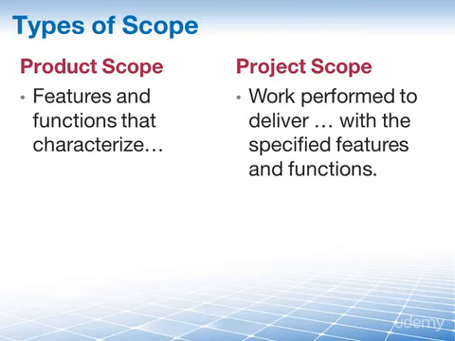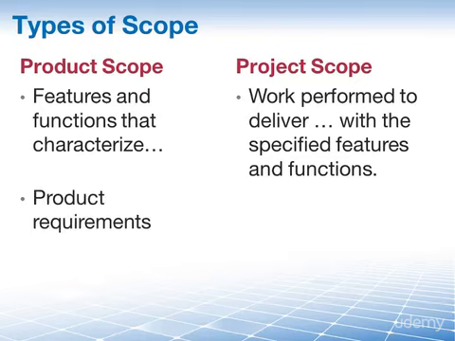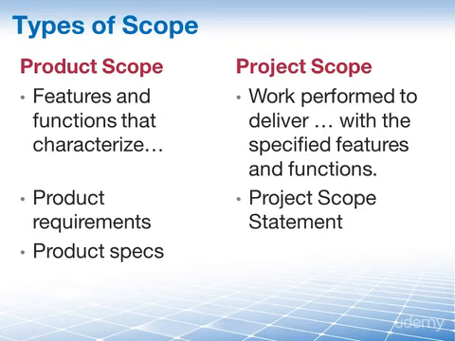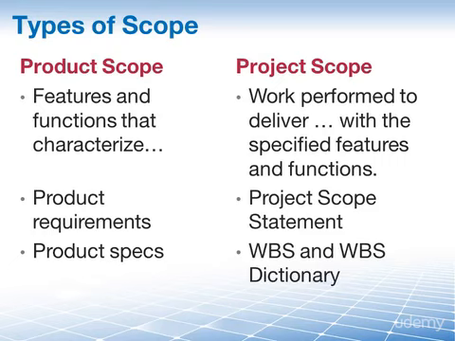There is also a difference in how your performance is measured in regards to these 2 scopes. The product scope is measured against the product requirements, and you will measure if the product is according to the product specifications. The project scope, on the other hand, is measured against the work that is defined in the project management plan. In particular, the scope baseline, which consists of the project scope statement and the WBS and the WBS Dictionary.